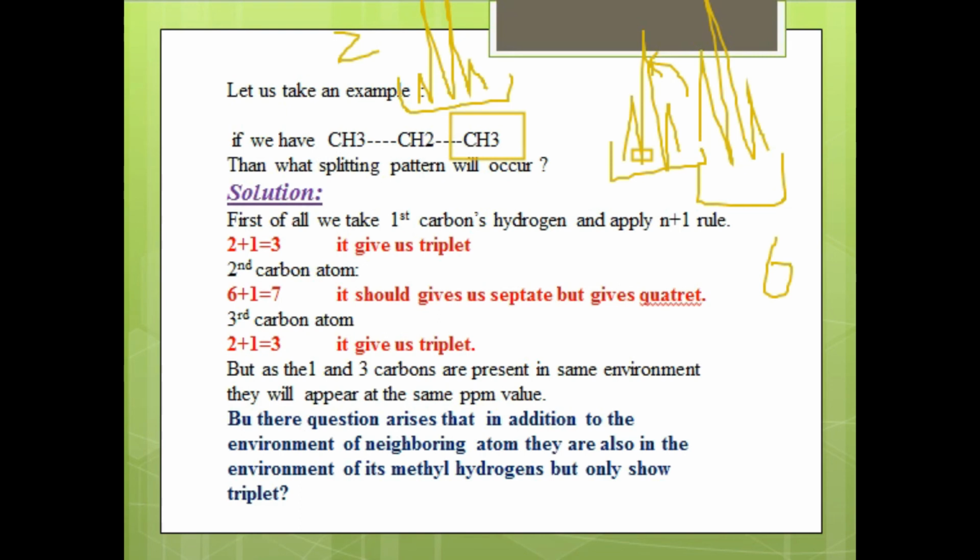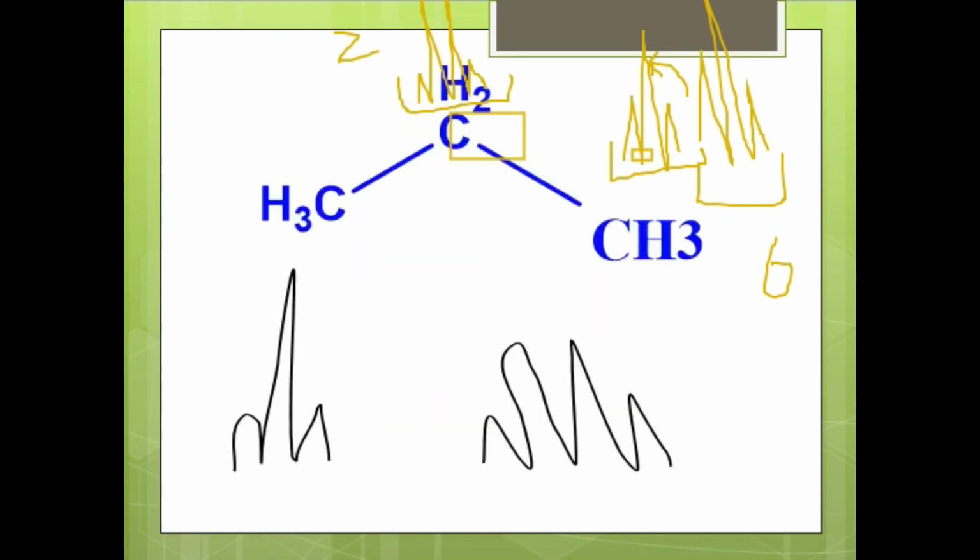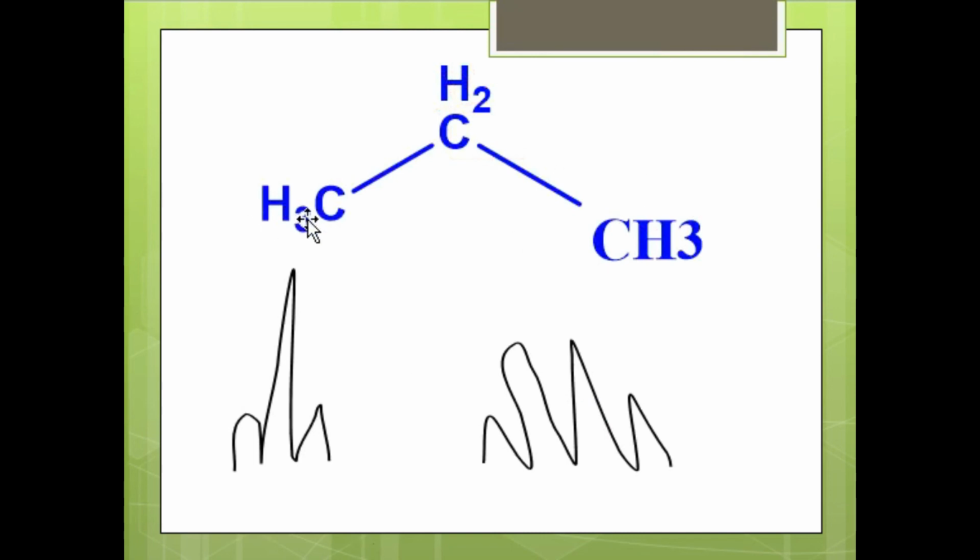Now here we come and clear it, then we see that this methyl gives us a triplet and this methylene hydrogen gives us a quartet here, and this gives us a triplet here.